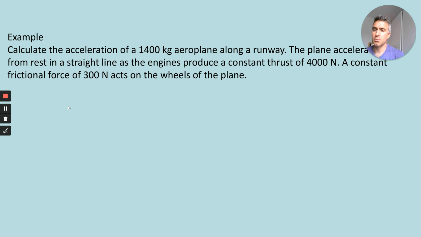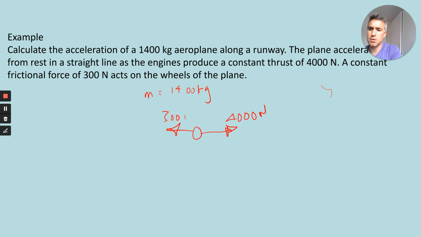So let's have an example. Pen working, please work. Oh yeah. So we have an aeroplane of mass m equals 1,400 kilograms. The plane accelerates. Here's my plane. Quality drawing. It produces a thrust of 4,000 newtons that way. It has friction opposing it, 300 newtons. So what's the net force?